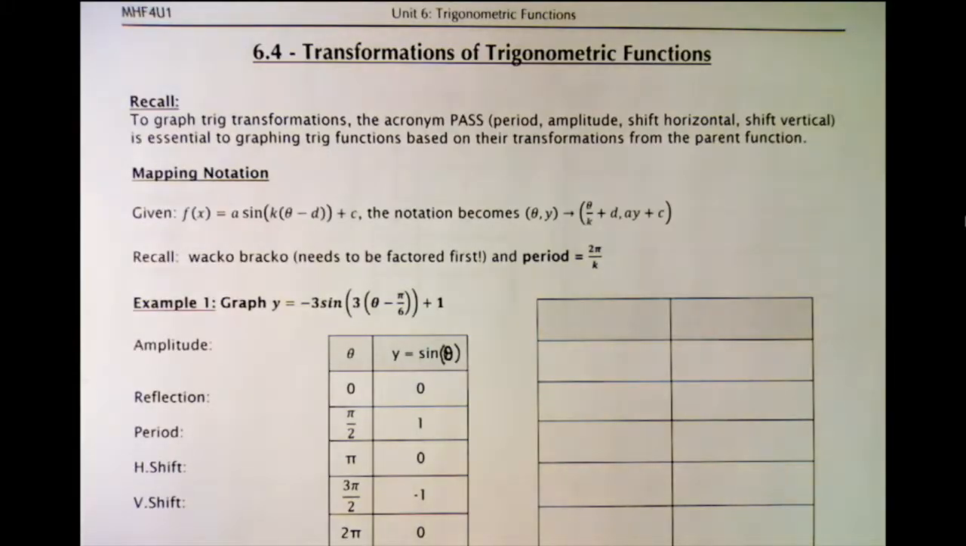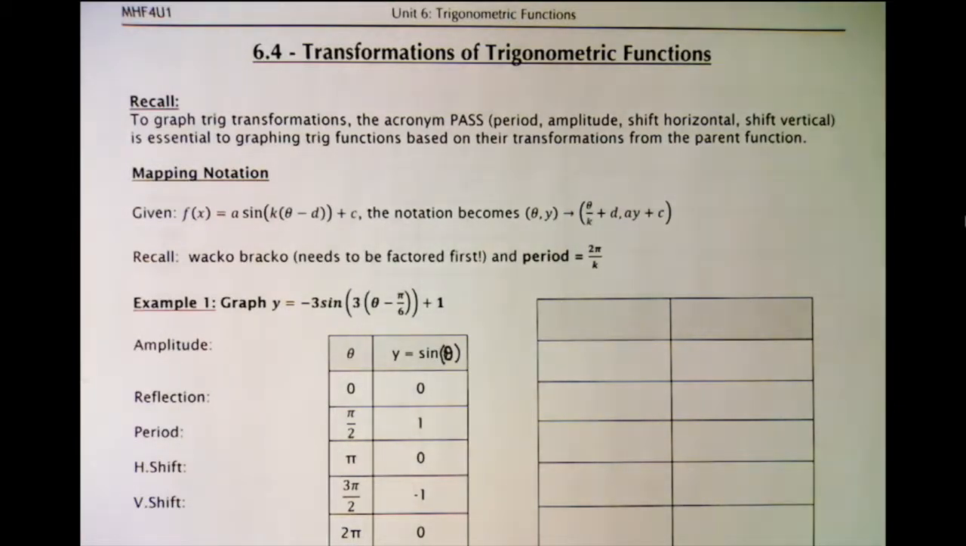Okay, this is lesson 6.4, transformations of trigonometric functions. There are two strategies we can use to graph transformed functions. We can graph them by using the period, amplitude, horizontal and vertical shifts, or we can graph them by using mapping notation. The strategy we used successfully last year was to use mapping notation to take those key features from your transformed equation, a, k, c, and d, and apply them to your x and y values for the parent function, in this case sine.